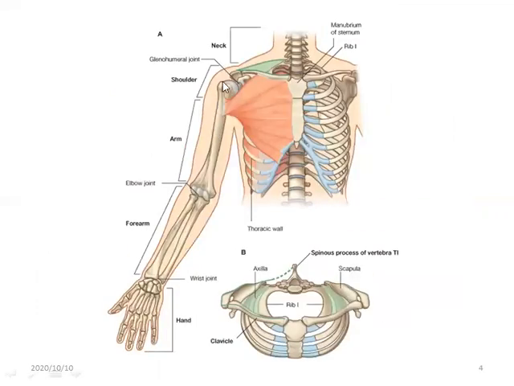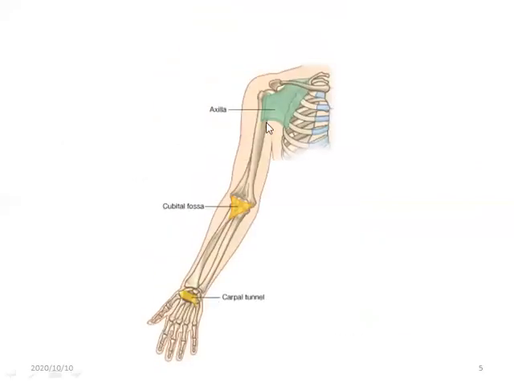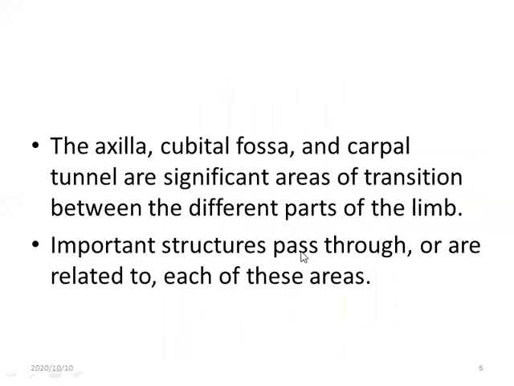You see, this point is called the shoulder. This is the arm, and the elbow joint. Between the elbow joint and the wrist joint is the forearm, and distal to the wrist joint is the hand. Axilla, cubital fossa, and carpal tunnel. These three points are the significant areas of transition between the different parts of the limb. Important structures pass through these.